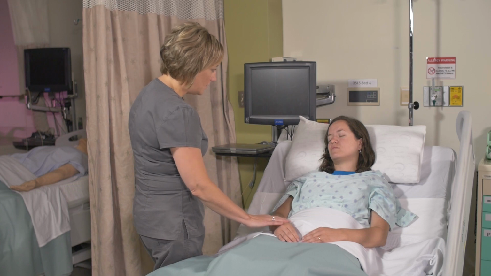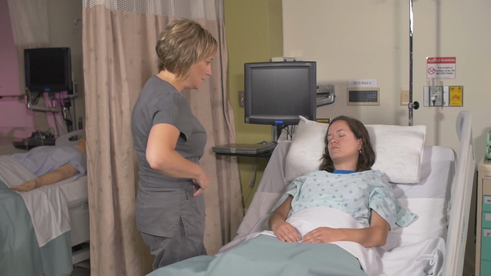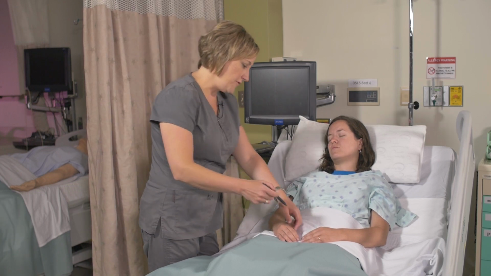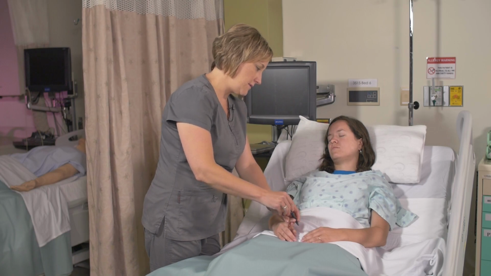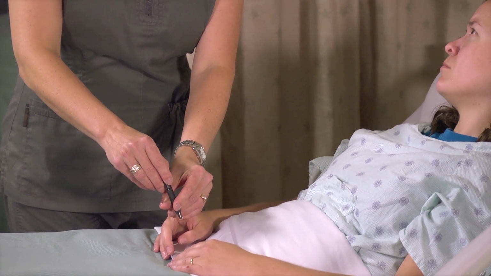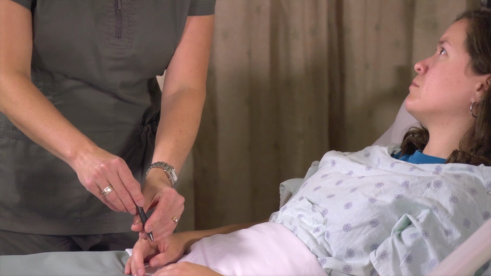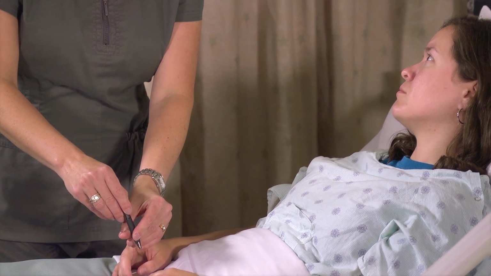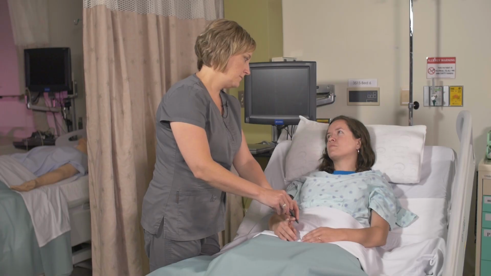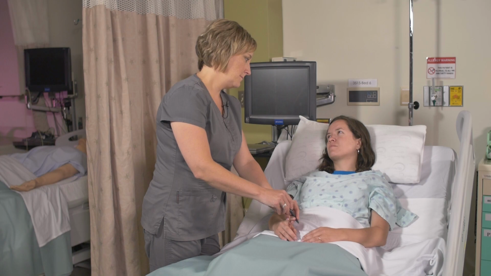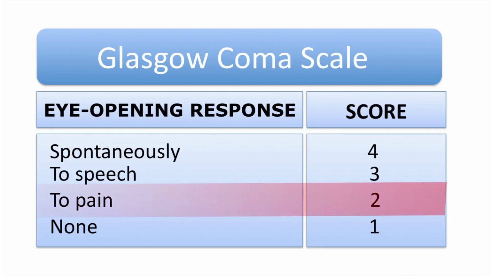Lauren, can you open your eyes for me? Lauren, open your eyes. You're just going to feel me put some pressure on your finger here, Lauren. Little squeeze. Apply pressure with a pen or pencil to the lateral outer aspect of the proximal or distal interphalangeal joint. Apply painful stimulus for 10 to 15 seconds to elicit a response. The patient receives a score of 2.